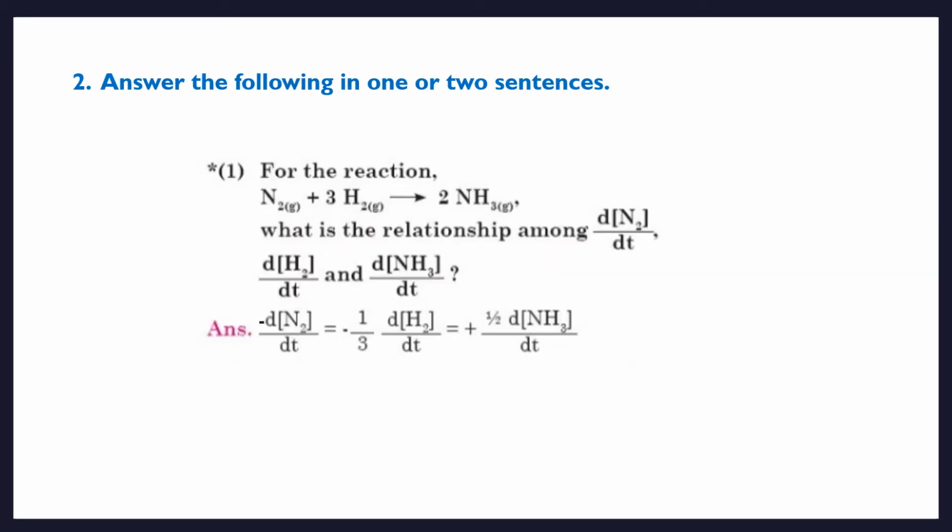Question number 2. Answer the following in 1 or 2 sentences. First question. For the reaction N2 + 3H2 gives 2NH3, what is the relationship among d[N2]/dt, d[H2]/dt and d[NH3]/dt? The answer is: minus d[N2]/dt is equal to minus 1/3 d[H2]/dt, which is equal to plus 1/2 d[NH3]/dt.